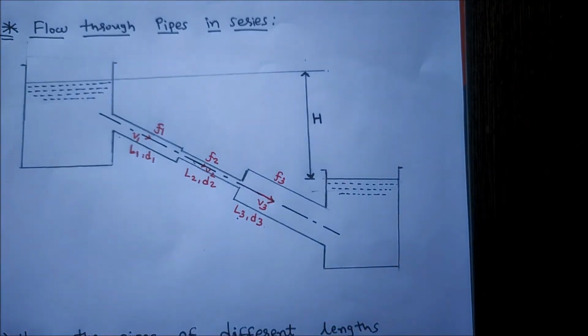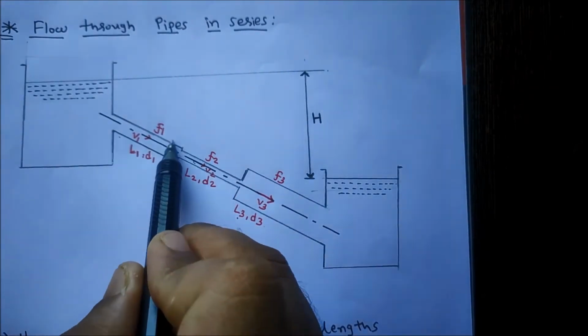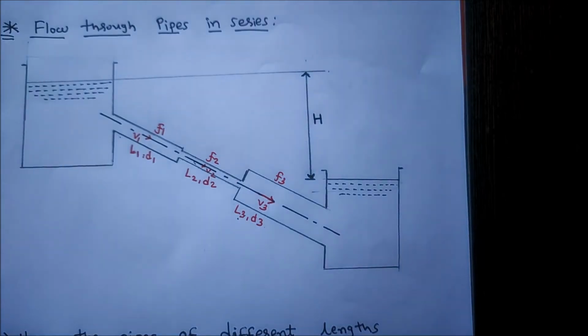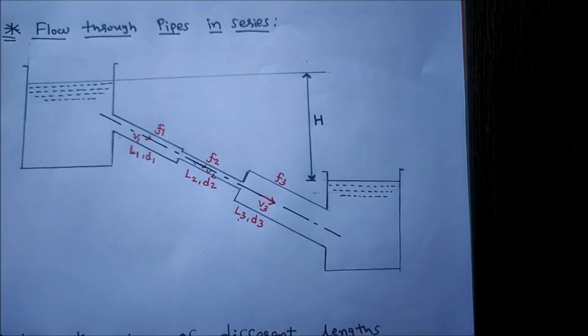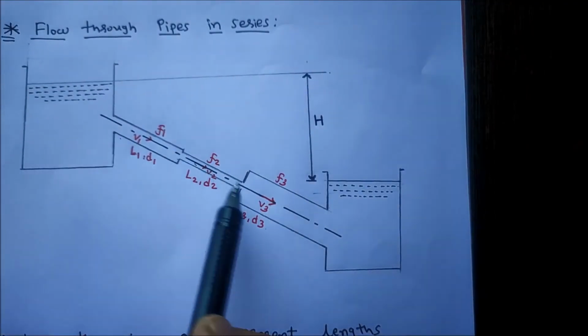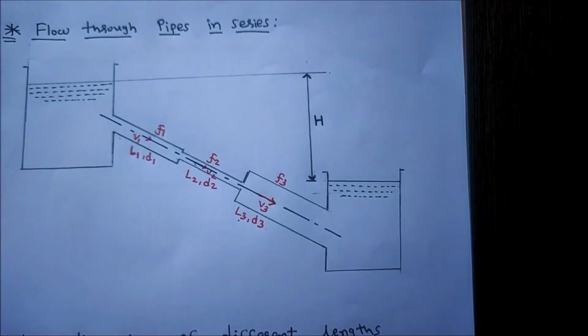So when pipes of different lengths and different diameters are connected end to end to form a pipeline, such a pipeline is called a compound pipe or pipes in series. Again I repeat, when pipes of different lengths and different diameters are connected end to end to form a pipeline, such a pipeline is called a compound pipe or pipes in series.